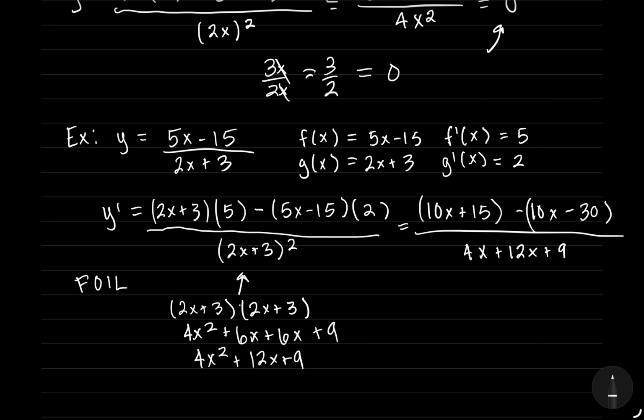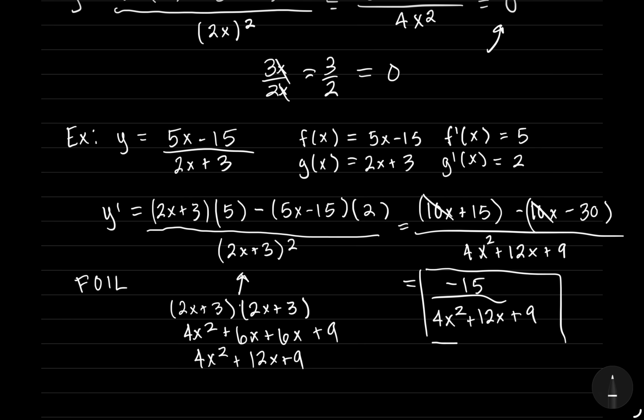Okay, let's go ahead and see how else we can simplify this. These 10x's are going to cancel out, and you're going to be left with a negative 15 on the top over 4x squared, oops, forgot the squared here, plus 12x plus 9. Okay, that's going to be how we use the quotient rule.